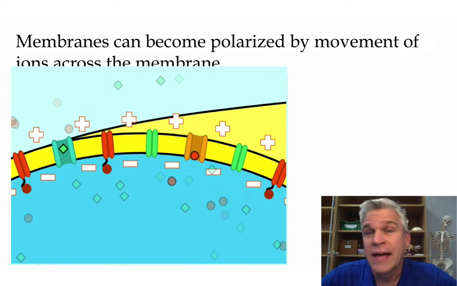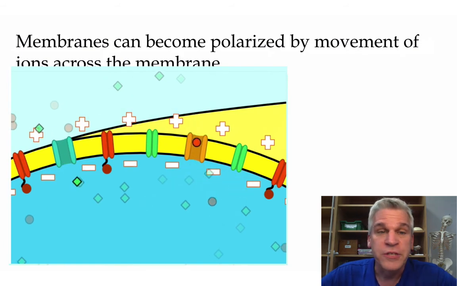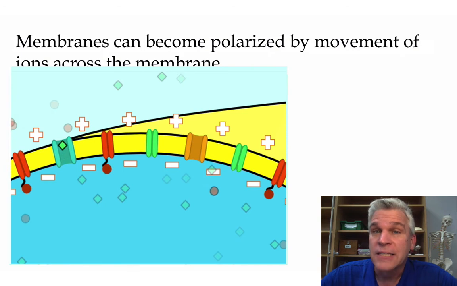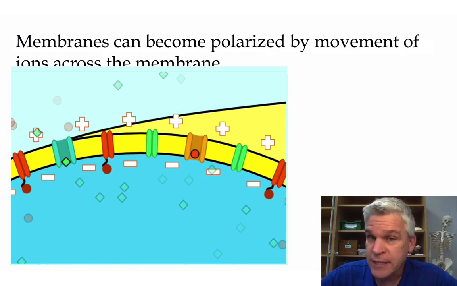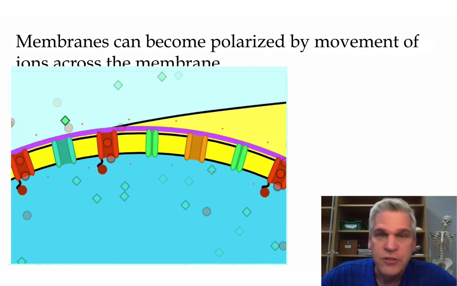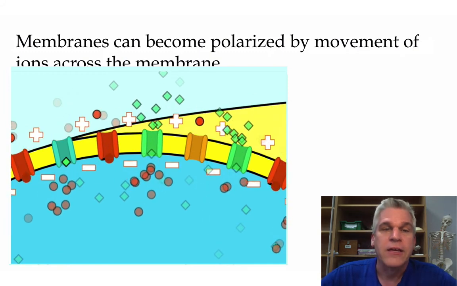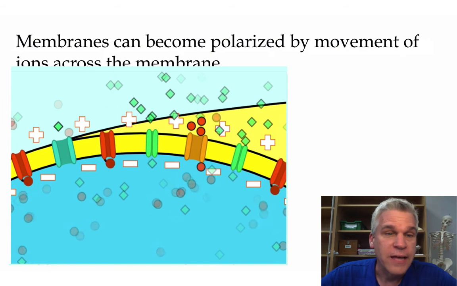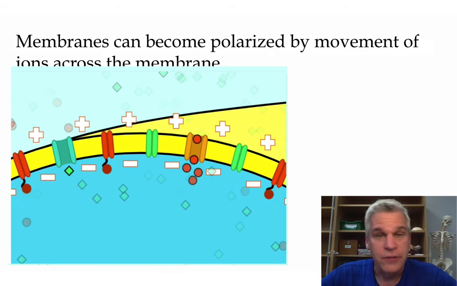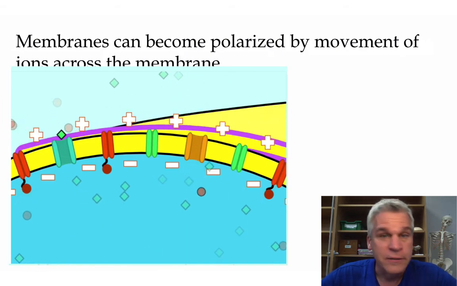And then other ions open up, and it quickly reverses back to a large positive charge outside and a large negative charge inside. Over time, it eventually repolarizes itself back to its normal positive outside and negative inside until the next nerve impulse comes along and changes it again.